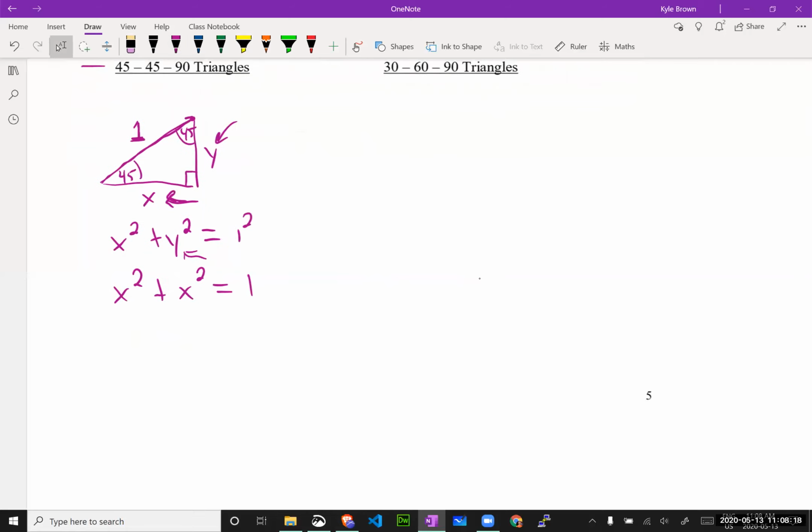Do a little bit of algebra here. I could say X squared plus X squared, that's 2X squared, is equal to 1. I'll divide by 2, divide by 2.